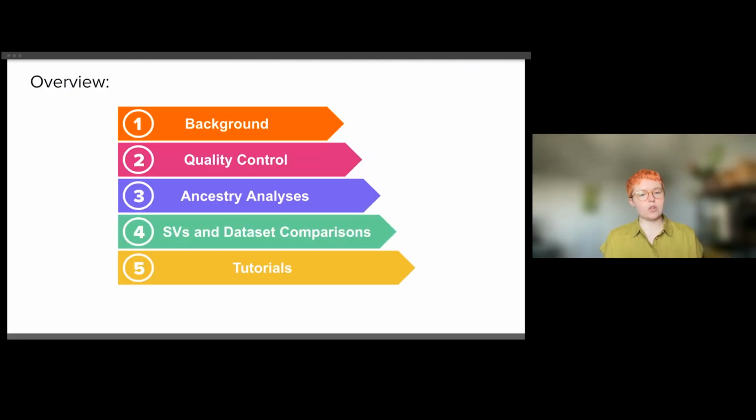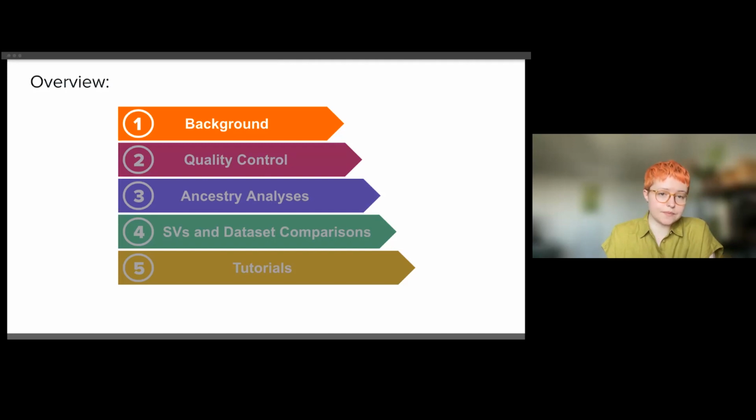So here's a general overview of the topics that I'll be touching on today. First, we'll start with a little background on the resource itself, walk through some quality control measures and statistics that we generated, then touch on ancestry analyses, and after take a brief look into some structural variant information, as well as some comparisons of our data set. And then finally, I will walk through the tutorials that we are releasing in addition to the data set, which are for supporting the use of our data set.